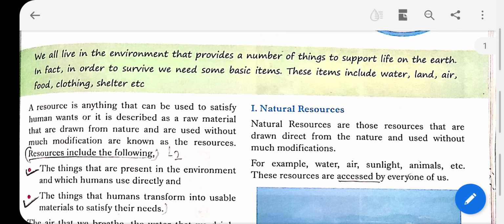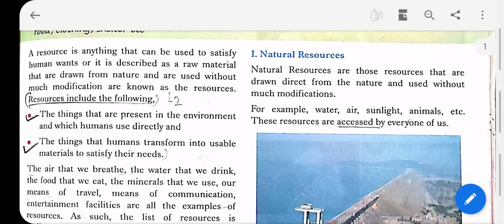It is described as a raw material that is drawn from nature and used without much modification. The resources include the things that are present in the environment and which humans use directly. And the second thing is that humans transform these raw materials into usable materials and satisfy their needs.